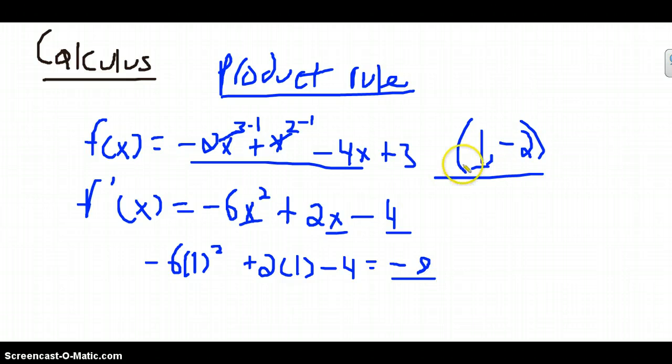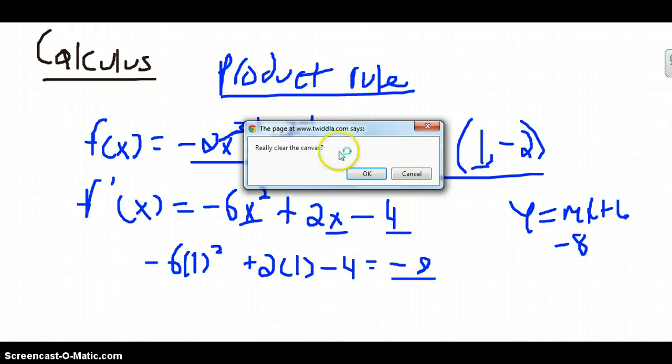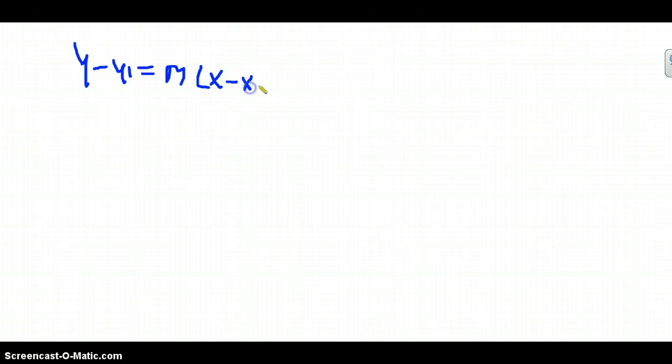Since I plugged in x to that, negative 8 should be the slope. In the case of y equals mx plus b, you know your slope is negative 8. In other words, what I'm going to do is clear this. Point slope form is y minus y1 equals m times x minus x1. If you memorize this, your life will be instantly easier.